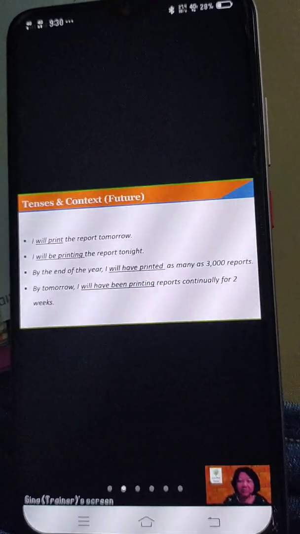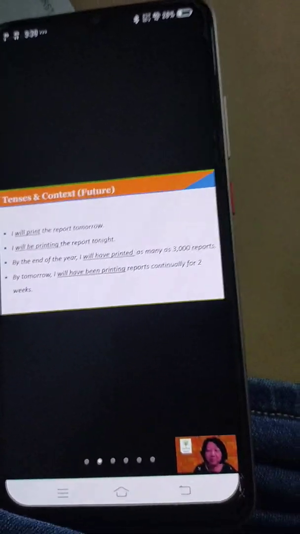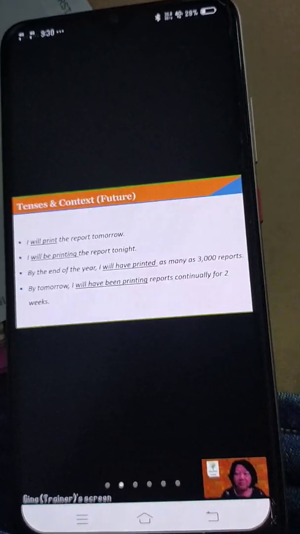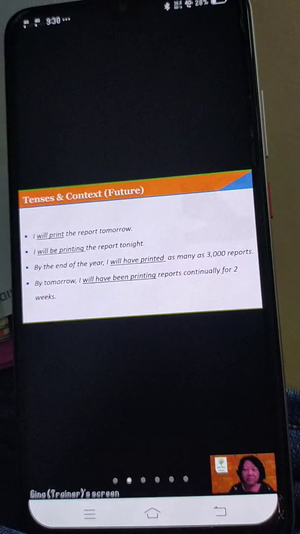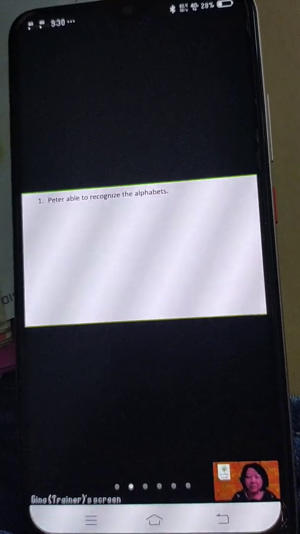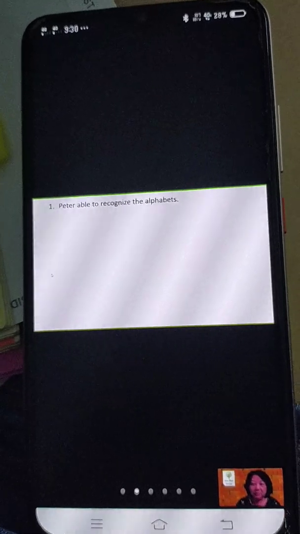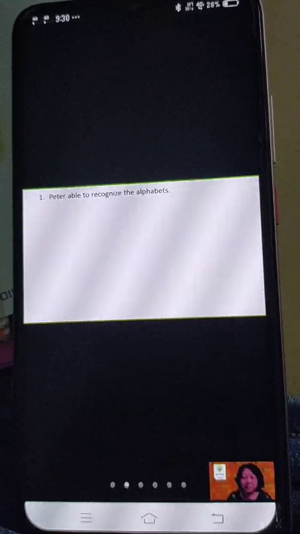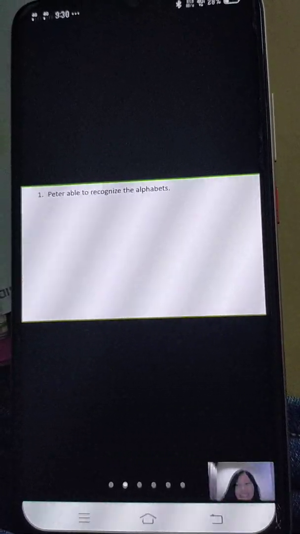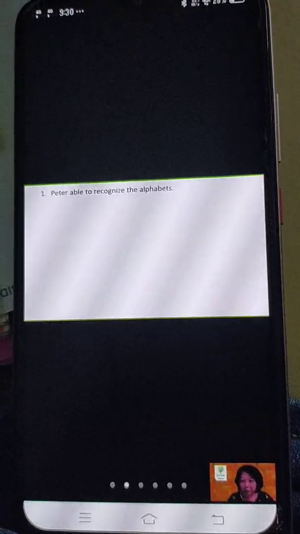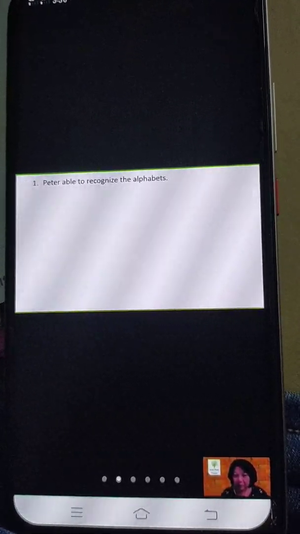Some recap there. Okay. Peter able to recognize alphabets. How do you correct this? Peter able to recognize the alphabets. Peter are able. Go ahead. Peter are able.